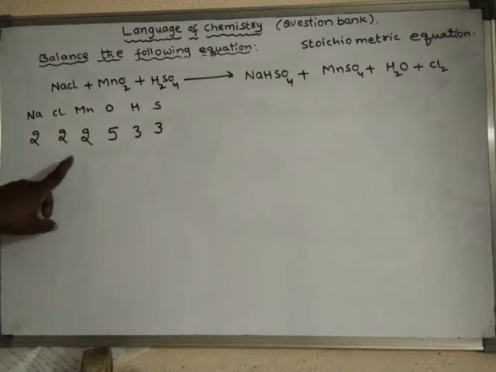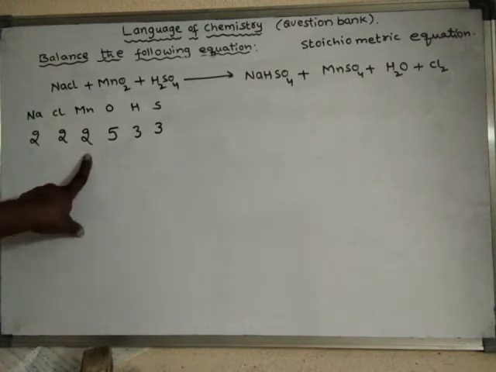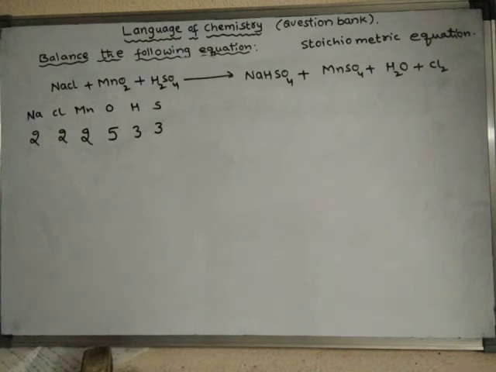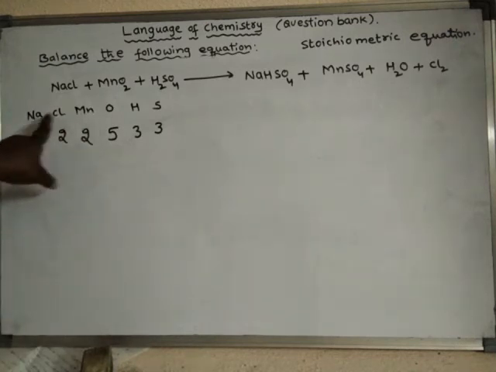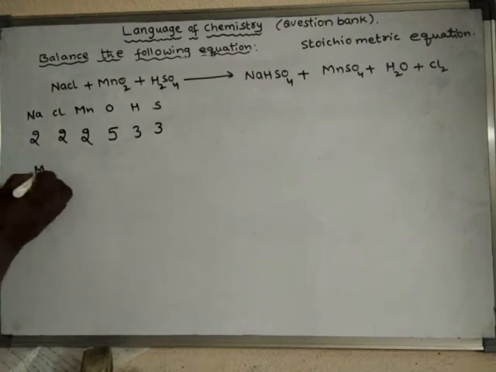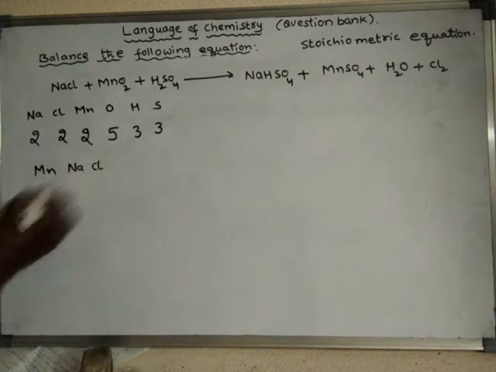So here search for the metallic element. Chlorine is a non-metal, sodium is a metal, and manganese is also a metal. When two metals have the same frequency number, we write first the metal which has the higher atomic number. Manganese atomic number is 25, whereas sodium atomic number is only 11. Hence we write manganese first, then sodium, and after that chlorine.